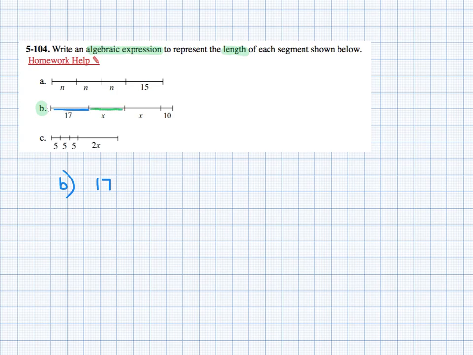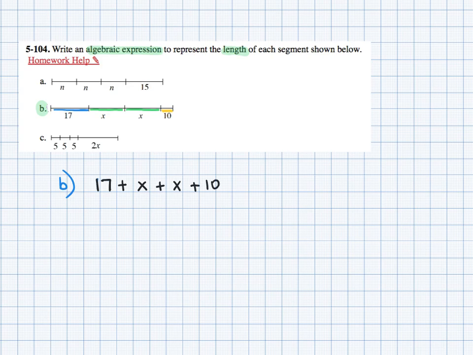If it's next to, we're going to write plus. So we have 17 plus 1x. I said 1x, but I'm writing plus x. I also am noticing that I have another x. So this sum continues, so plus another x. And then I have 10 as a segment, the end of it. So I'm going to write plus 10.